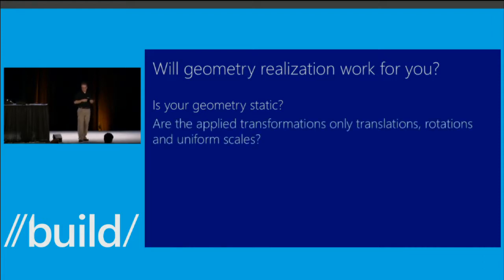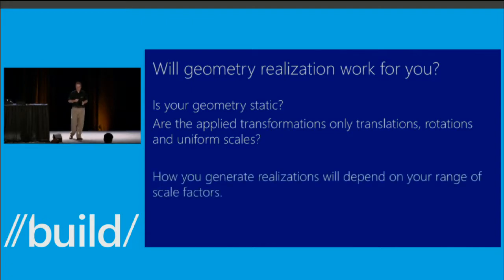The second is when you're applying transformations to it: scales, rotations, and translations. In particular, are the scales uniform? Because if the scales are non-uniform, so if you're doing shears, you're actually doing the same thing as changing the geometry, right? Our tessellation then isn't necessarily going to be correct, such that you don't see artifacts from the fact that we are tessellating and storing it at that particular size. So the thing to think about is that how you generate the realizations really depends on what the scale factors are that you're going to apply to that geometry.